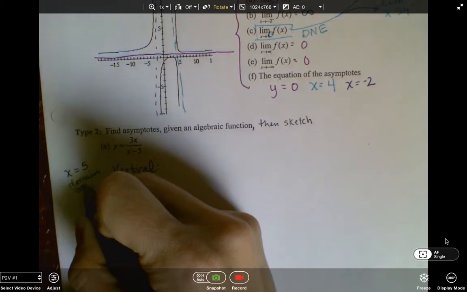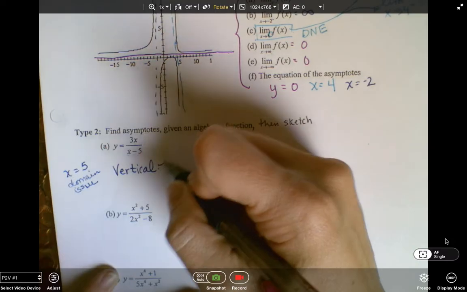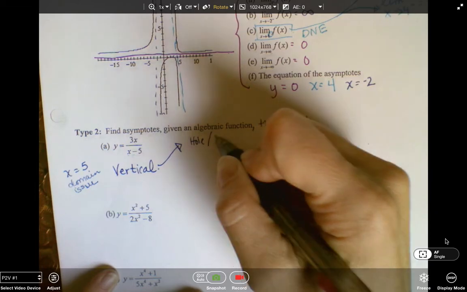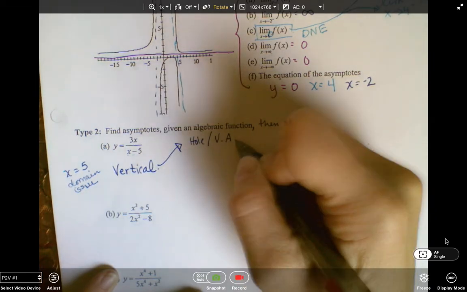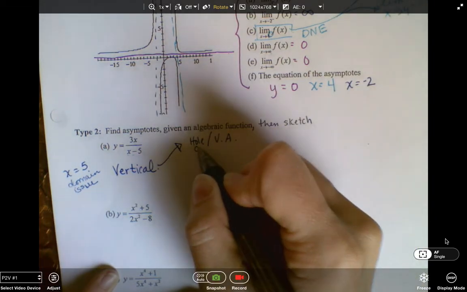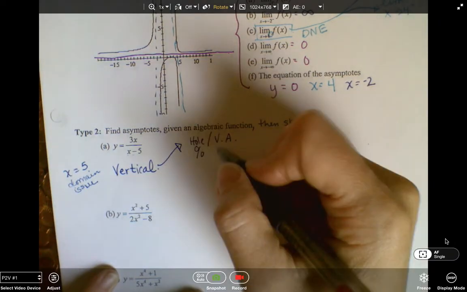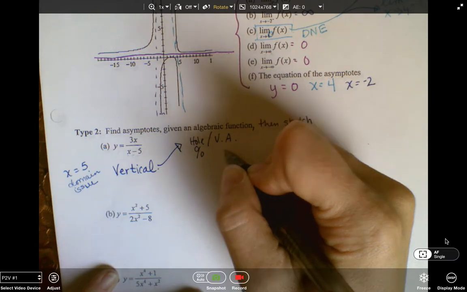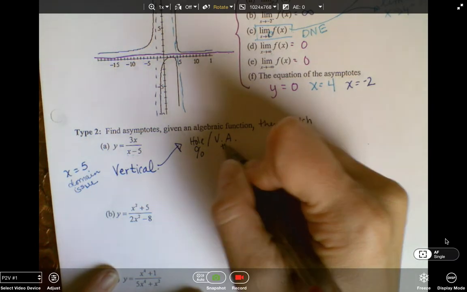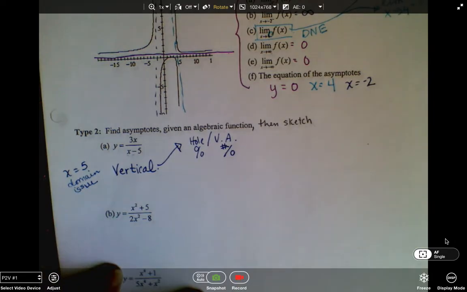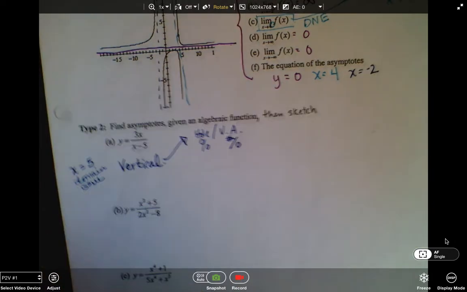So I'm going to check to see if it gives me a hole or a vertical asymptote. Now, it'll be a hole if I get 0 over 0, and I'll have to figure out how to fix that. And vertical asymptote if I get some kind of number. Any number other than 0 over 0 is indicative of a vertical asymptote. So let's plug it in.